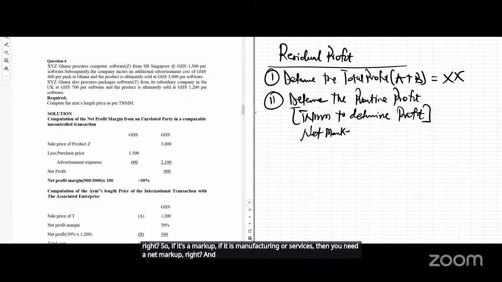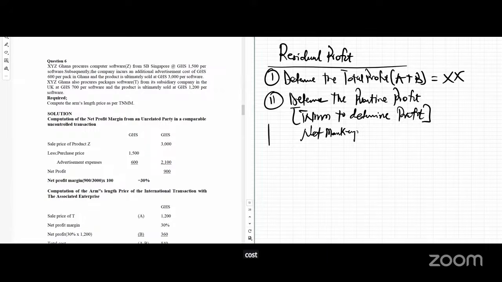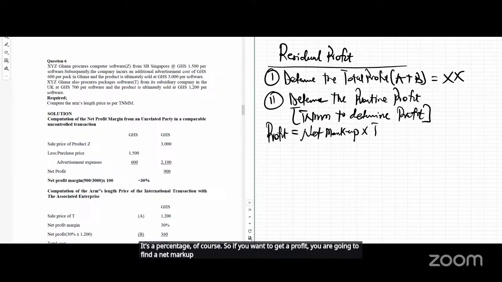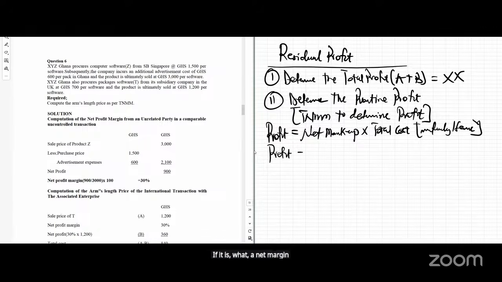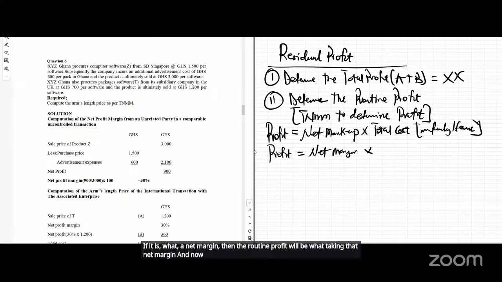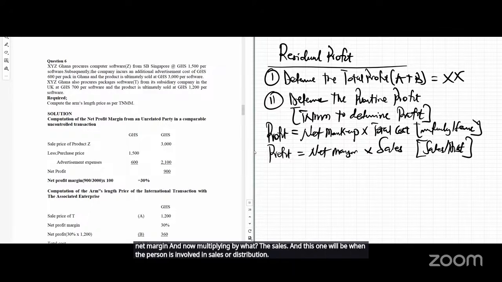A markup is a percentage of cost. So if you want to get the profit, you find the net markup and multiply by the total cost of the party using the markup, something like manufacturing or service. If it is a net margin, then the routine profit will be taking that net margin and multiplying by the sales. This one applies when the person is involved in sales or distribution. So this is the rule.